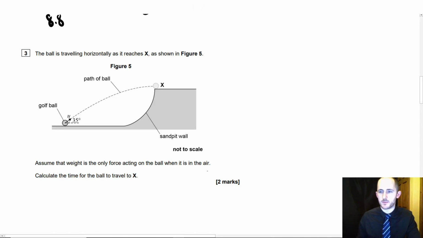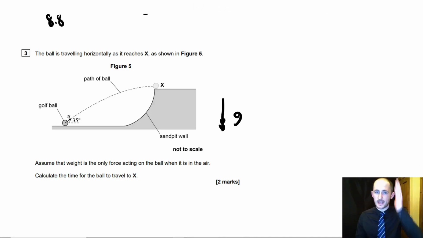So what do they mean by this? Well, it just means that the only acceleration we have to deal with is gravitational acceleration. That's all they mean by that. Okay, which again is exactly what I said in the previous part. So it's nothing surprising there. It says assume that weight is the only force. Calculate the time for the ball to travel to x.